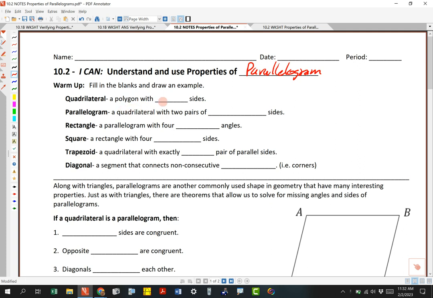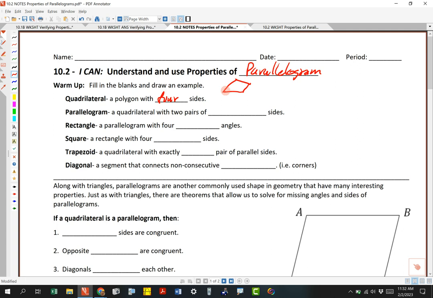Quadrilateral. Polygon with, Keely? 4 sides. And it says draw an example. So anything with 4 sides would do. There's nothing special about it. Okay, as long as it's got 4, I'll try and make my sides straight. Okay, there's a quadrilateral.